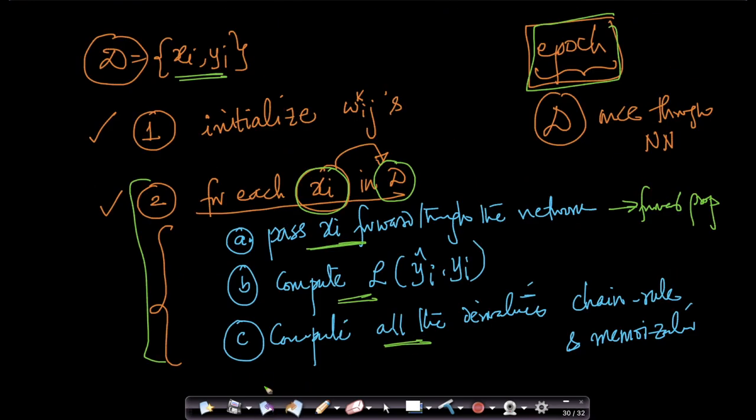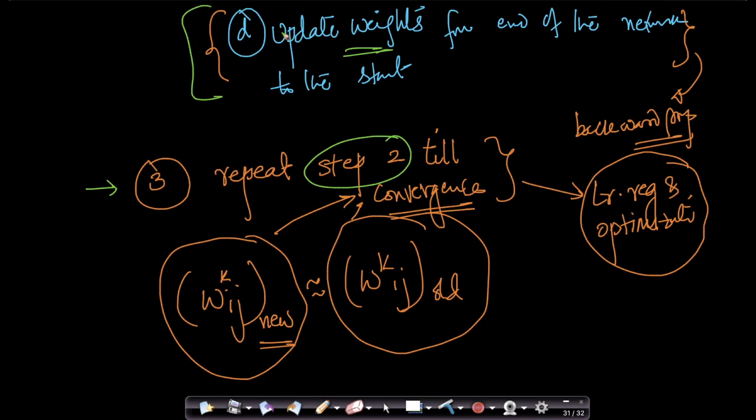Then you might wonder, how do you pick each of these points xi in D? When you run one epoch, ideally you should pick your points uniformly at random. Just pick one point randomly from your data set, one after another, and pass it through, do a forward prop, compute the loss, compute derivatives, and update the weights. That whole thing is one epoch when you do it for all of the points.